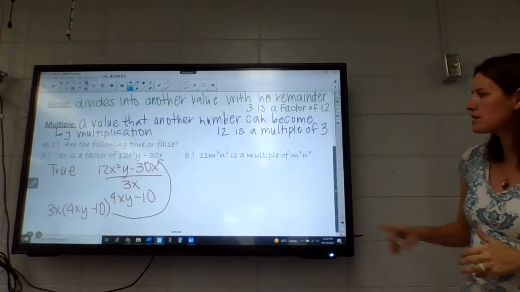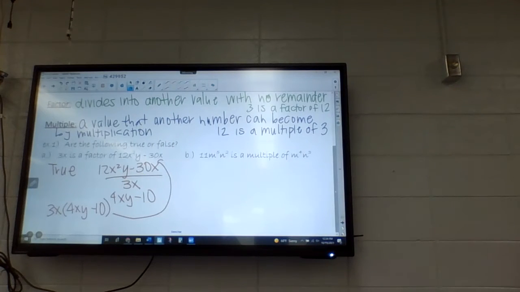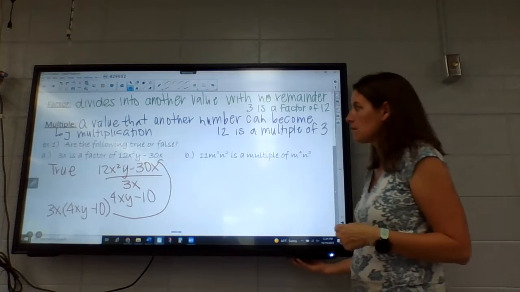Alright, the next one says 11m to the 5th n squared is a multiple of m to the 4th n to the 3rd. What do you guys think?